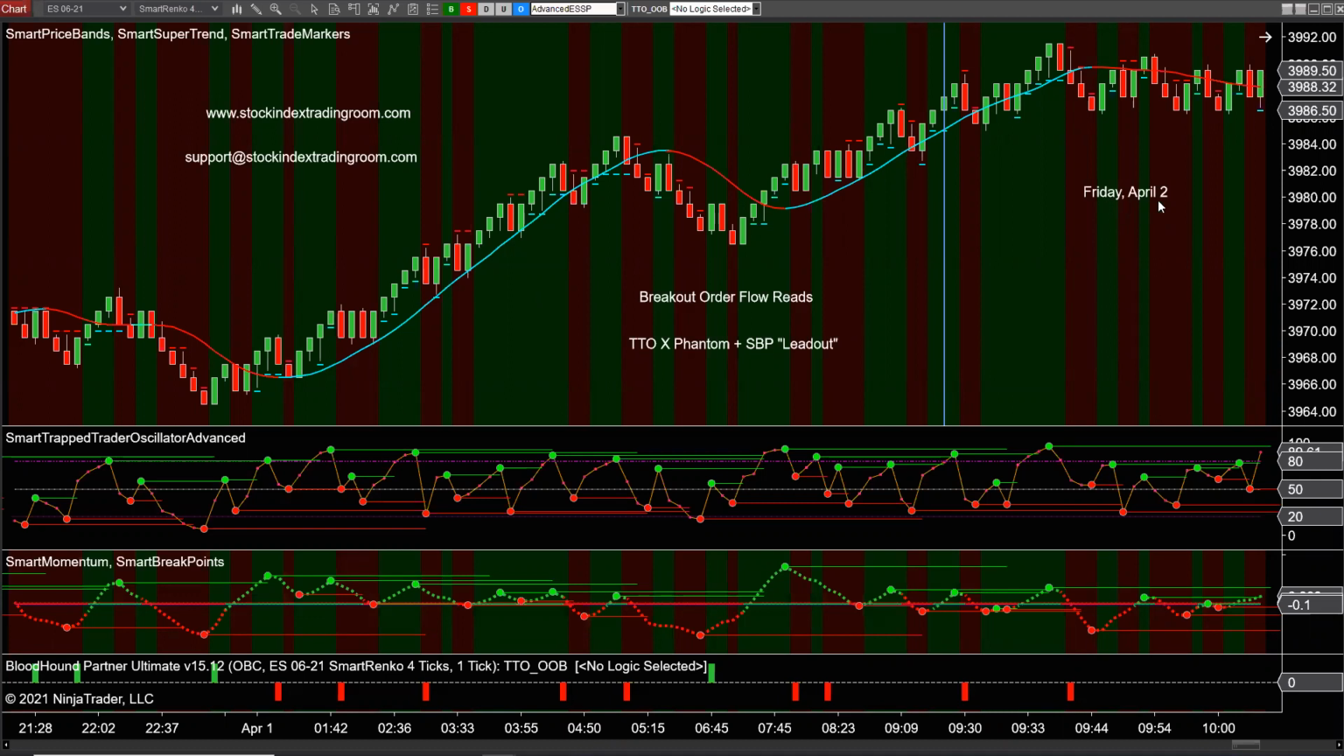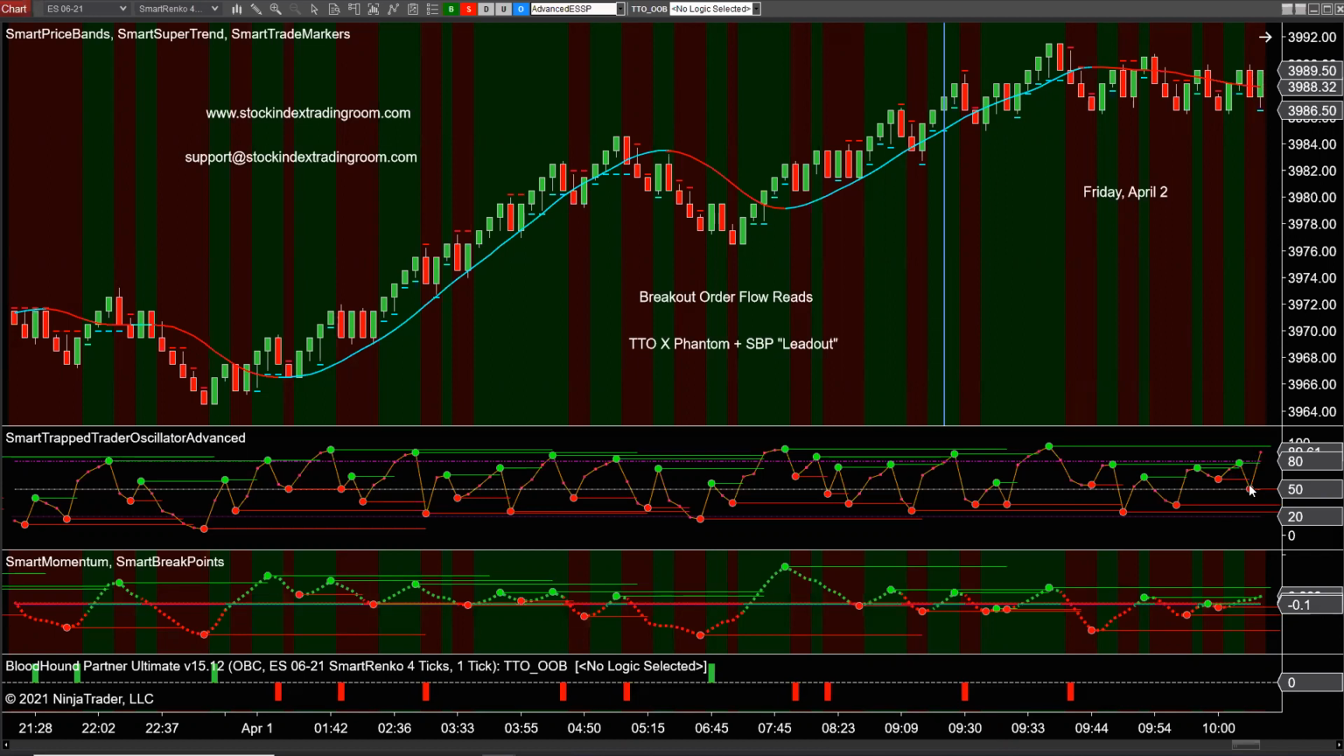This chart is for Friday, April the 2nd. Our blue vertical line is the market open. And I'm going to draw your attention to the right side of the screen here. If you've followed our work, you'll know this is an engulfing Trapped Trader Oscillator pattern, where one single reversal bar breaks through both a red and green horizontal line. These horizontal lines are called Smart Breakpoints, these large dots, Smart Breakpoints with a horizontal line.